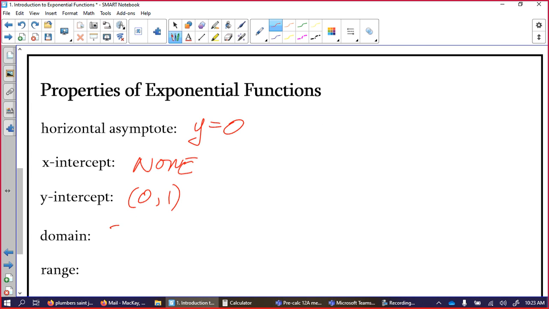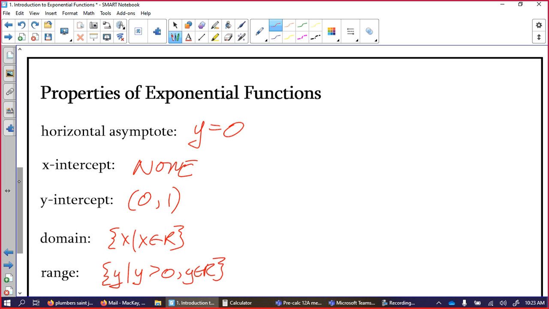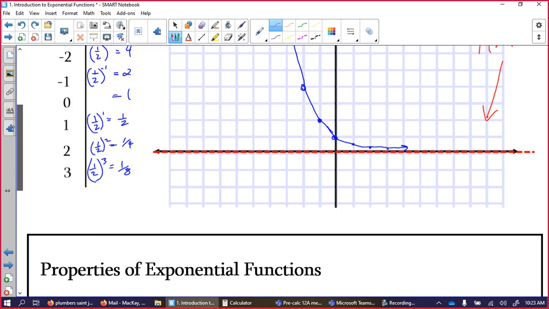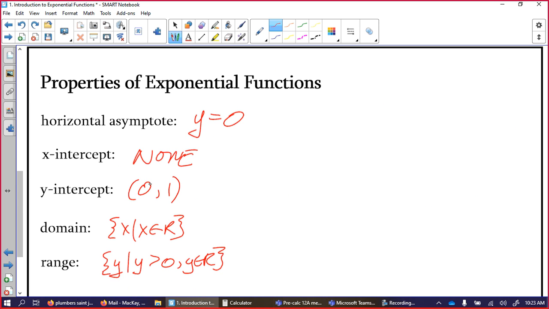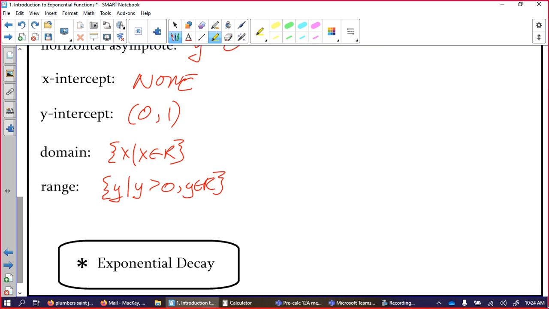The domain is the same because we've just reflected it. The range is also y is greater than 0. Y is contained in the reals. So same thing, same idea, nothing different. This is what we call exponential decay because it's going down and down and down.